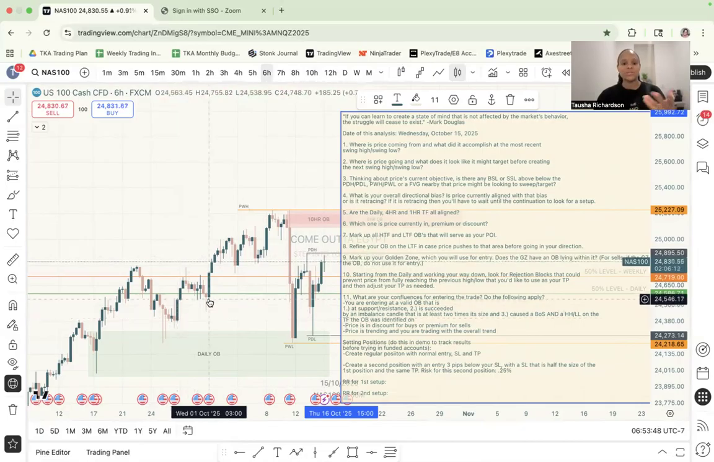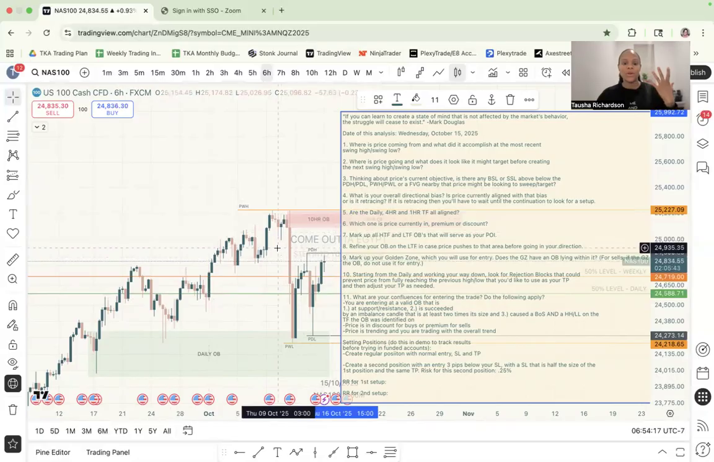So if you're not sure what liquidity is, write it down, look it up. It's basically just money in the market, right? In the form of existing orders or orders that will be placed once price gets there, because market makers, big money, they know that there are certain areas that people are looking to enter the market once price gets back to those areas. So that is liquidity.